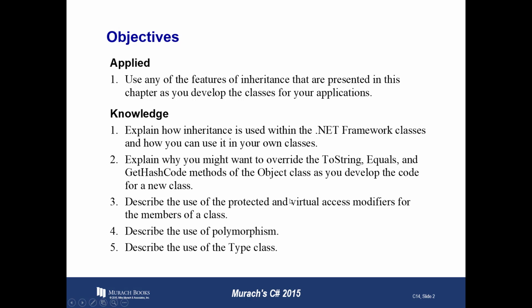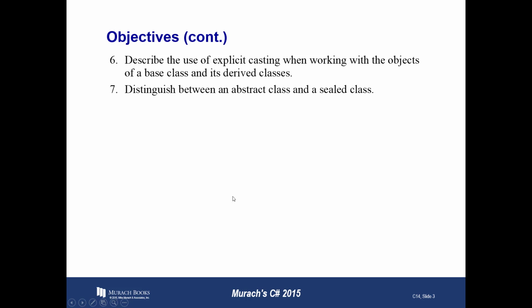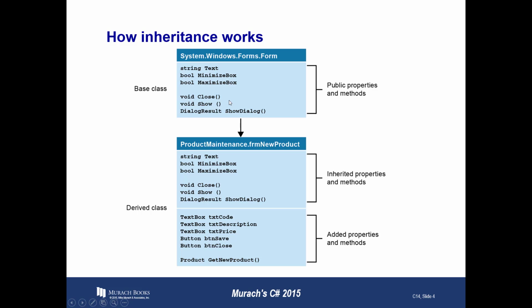Describe the use of protected and virtual access modifiers for the members of a class. Describe the concept of polymorphism. Describe the use of a type class. Describe the use of explicit casting when working with objects of a base class and its derived classes. Finally, distinguish between an abstract class and a sealed class.